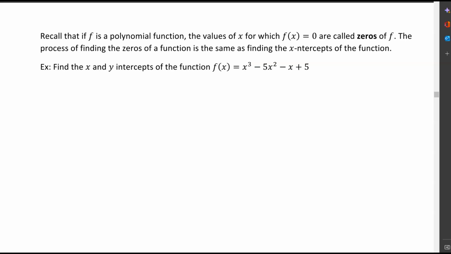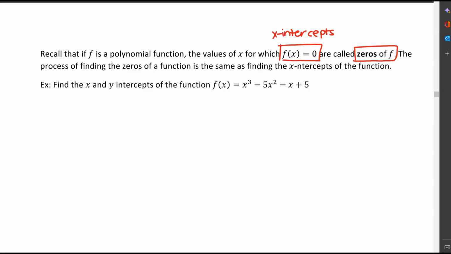Recall that if f is a polynomial function, the values of x for which f of x equals zero are called the zeros of f. So basically, anywhere we're intersecting the x-axis are the zeros of f. Sometimes they're also known as the roots, right? So the x-intercepts are the same as the zeros. Sometimes they're called the roots.